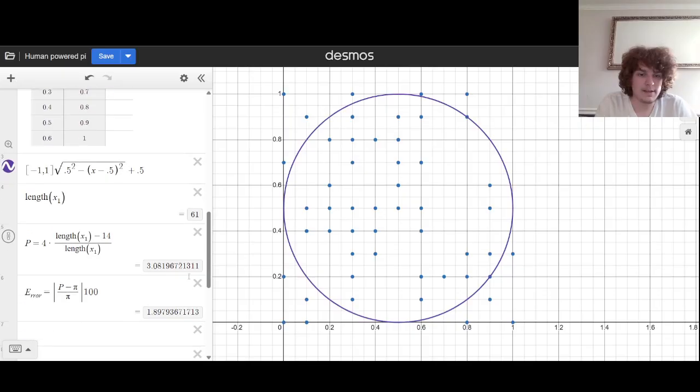But yeah, that's how I calculated pi using just a bunch of people and a circle.